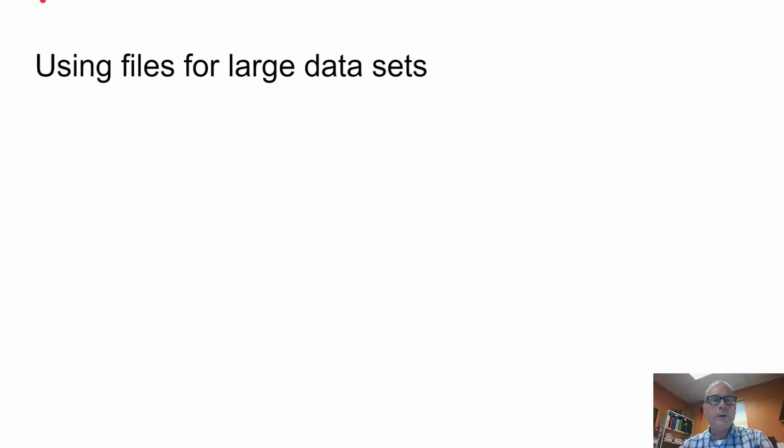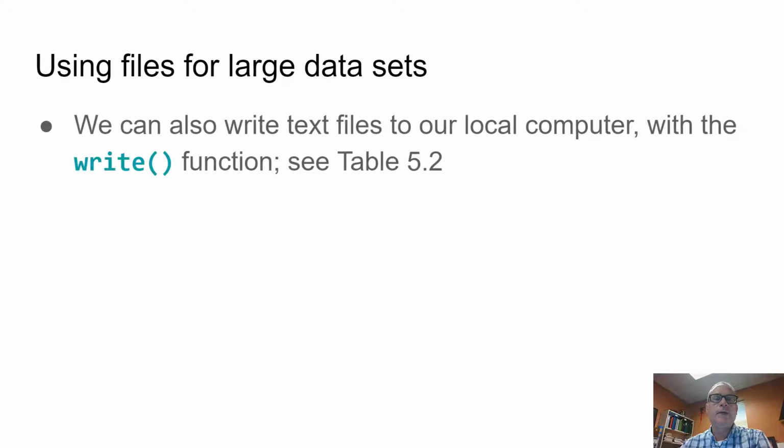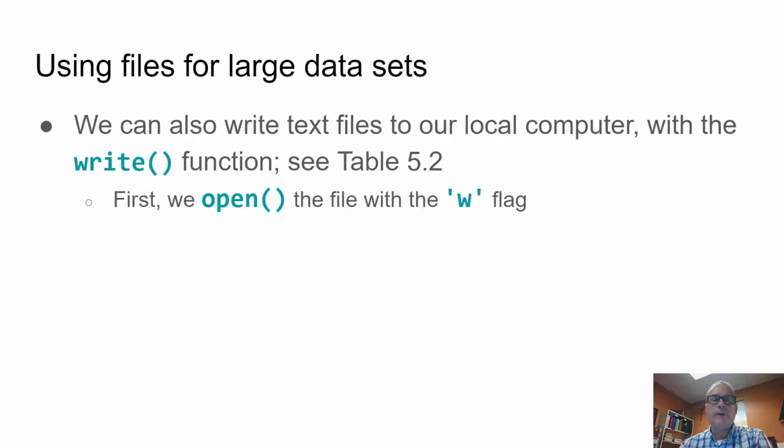Welcome back. Let's continue our discussion of files. As we mentioned in the last few moments of the previous video, we can also use the write function to write text files to our local computer. And so table 5.2 of your text talks about that. So first we would use the open function to open the file, but instead of an R flag, we would use a W flag, which means we're opening it for writing rather than reading.